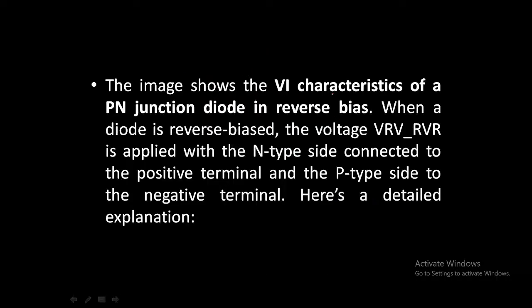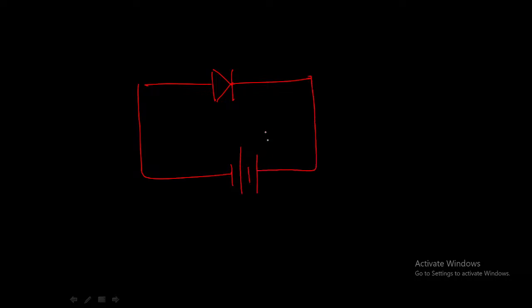So this image shows the VI characteristics of a PN junction diode in reverse bias. When a diode is reverse biased, the voltage VR is applied with the N-type side connected to the positive terminal and the P-type side to the negative terminal. The connection we have seen, right? Once again I will draw it. This is the negative side of the power supply, which is connected to the anode, and the positive side is connected to the cathode.